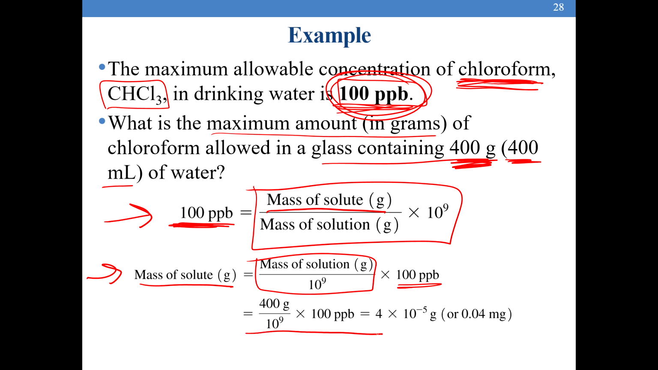The 400 divided by 10 to the 9th times 100. So you should get 4 times 10 to the negative 5 grams, or 0.04 milligrams. That is a really small amount, 0.04 milligrams. That's like a speck of dust. That's a very, very small amount. So if you think about it, 400 milliliters of water, that's like half a bottle of water. You can barely have a speck of dust in there, and that's the allowable healthy amount of chloroform. So that's a reasonable response.